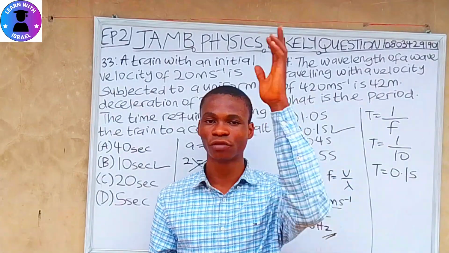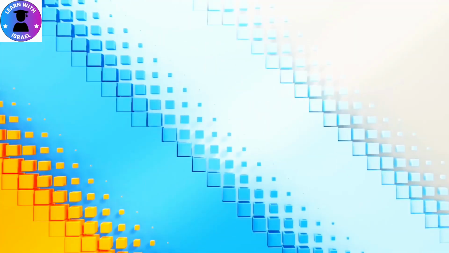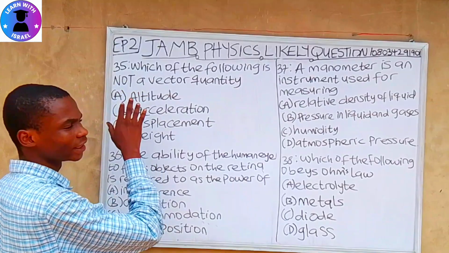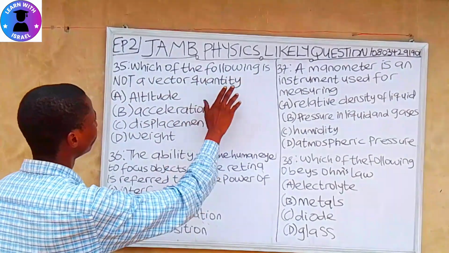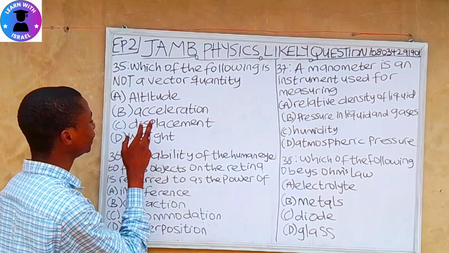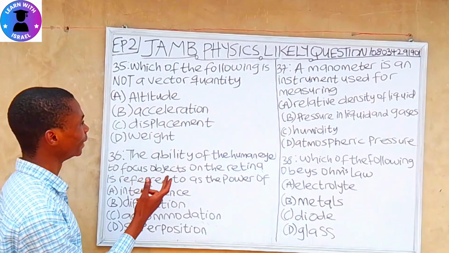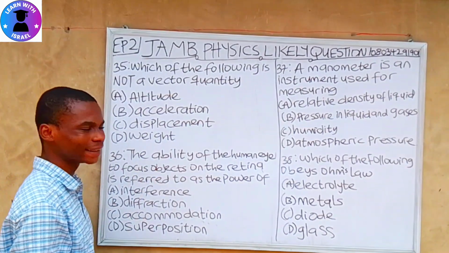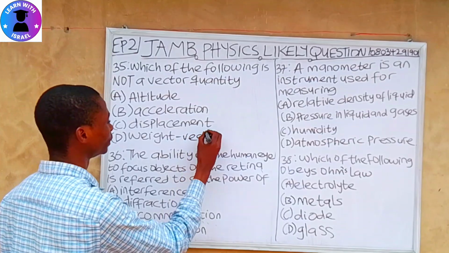So guys, let's move to the next one. Question 35. Which of the following is not a vector quantity? A. Altitude. B. Acceleration. C. Displacement. D. Weight. So let's start from weight. Weight is a vector quantity.